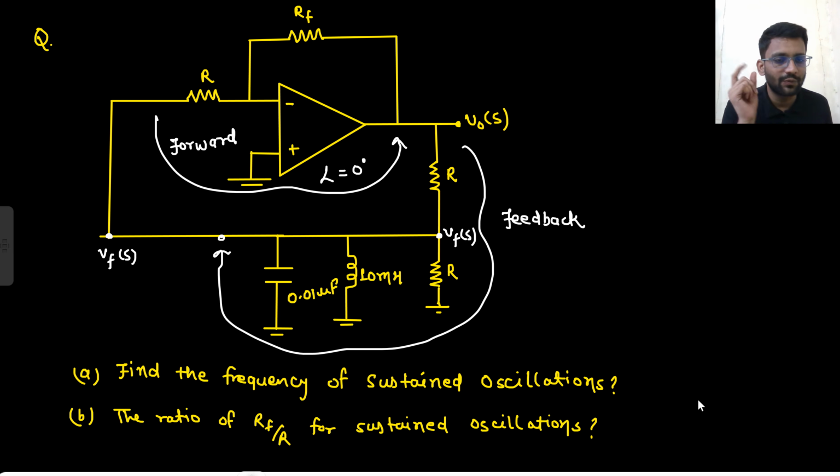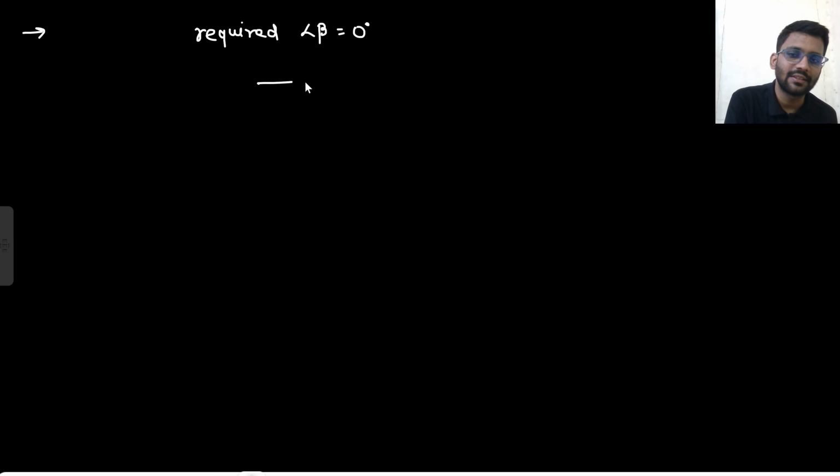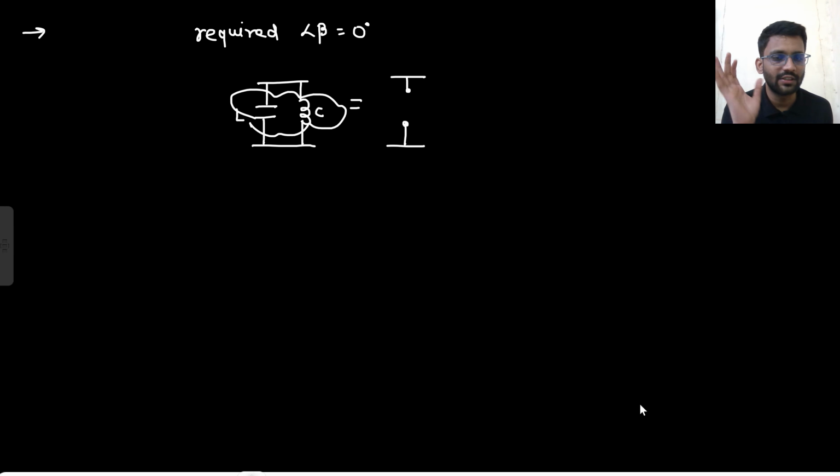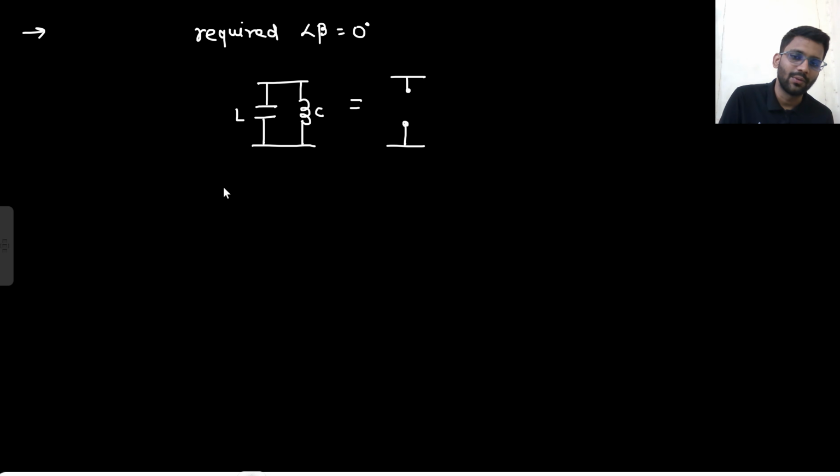That's it. So for getting this, what is the required condition? The required condition is the phase shift provided by both of them. If these two are infinity, if this is open circuited, then there is no issue. Beta will be simply some positive value. There will be no frequency content in the beta. So I just need to put this equal to infinity. How will this be infinity? What do I need to do?